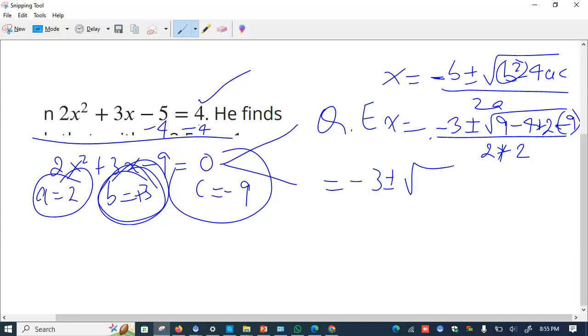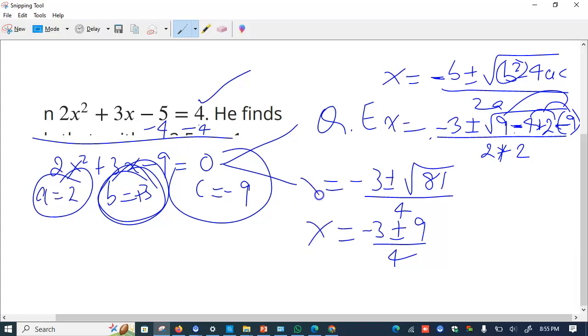So this will reduce to minus 3 plus or minus. Okay, let's see what's going on here. This negative and negative makes it positive. 4 times 2 is 8, and 8 times 9 is 72, and 72 plus 9 becomes 81. See how beautiful, and this is 4, and the square root of 81 is 9, divided by 4, and now you have two answers.